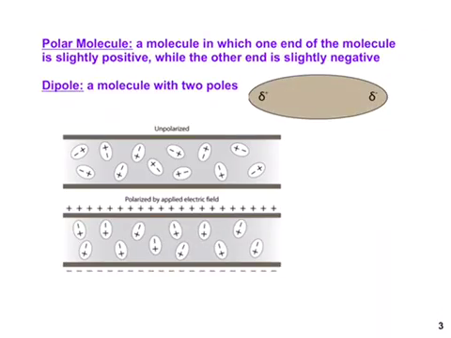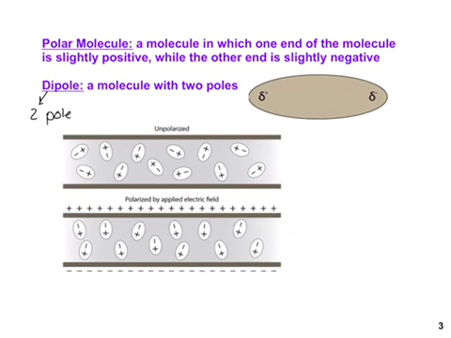All right, so a polar molecule is a molecule in which one end of the molecule has a slightly positive charge and the other has a slightly negative charge. And we call this a dipole. Di meaning two, and we have two poles, one being positive, one being negative, kind of like a magnet. When we have an unpolarized material, we have the atoms or the molecules floating around with their positive and negative ends randomly distributed.